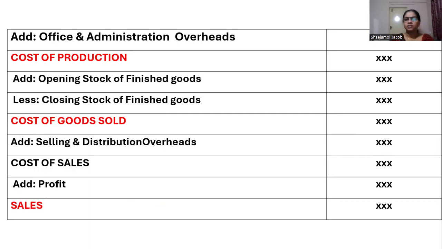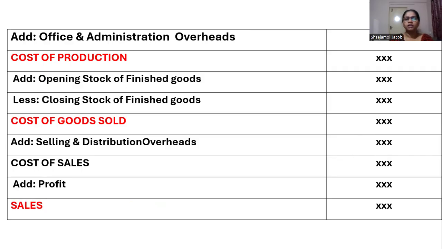The next part, the second overhead, is office and administration overheads. You get cost of production. So office and administration overheads consist of office salaries, office rent, supervisor salary, general expenses, etc. All the expenses related with the office and administration come under office and administration overheads. Then here is one stock adjustment. That stock adjustment is a finished goods stock adjustment. Here you have to add opening stock of finished goods and deduct closing stock of finished goods. You get cost of goods sold.